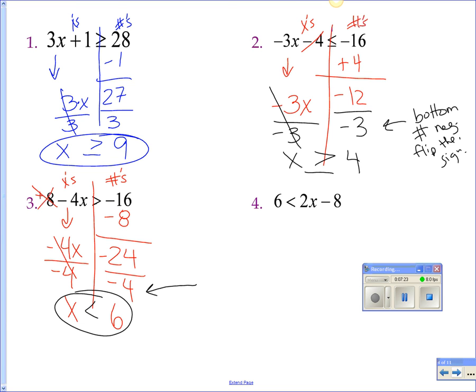Okay, good. Write down number 4 for me. 6 is less than 2x minus 8.